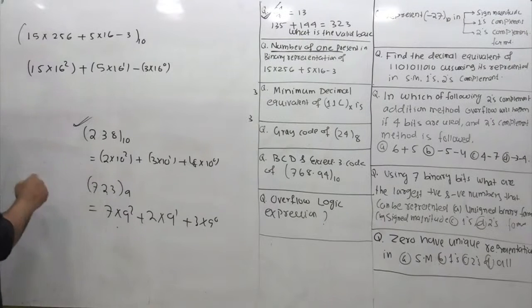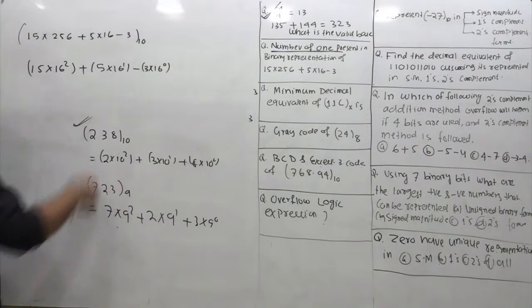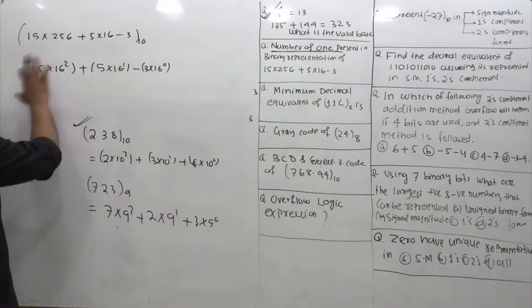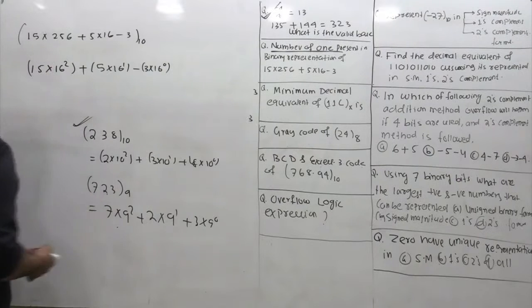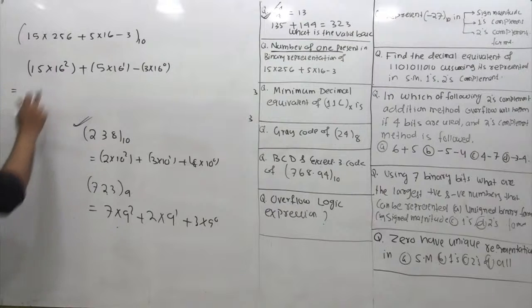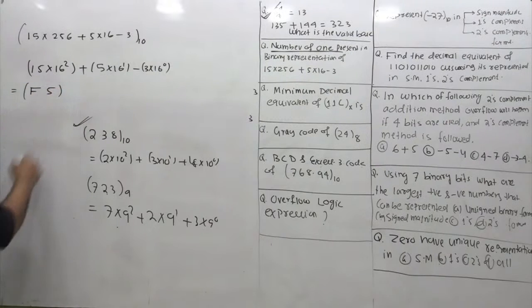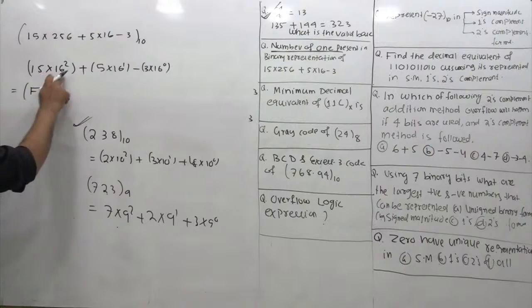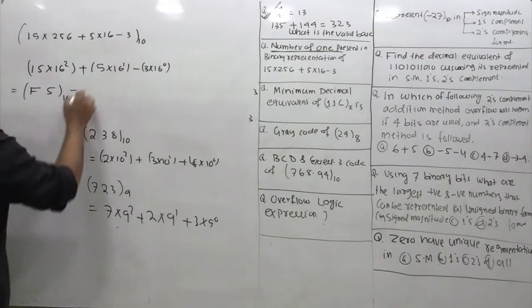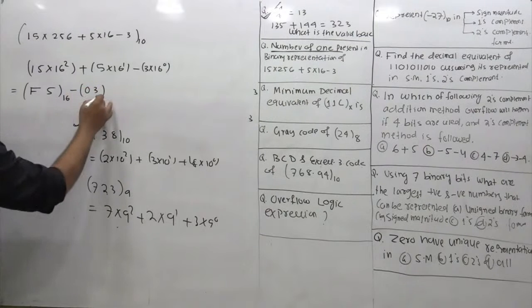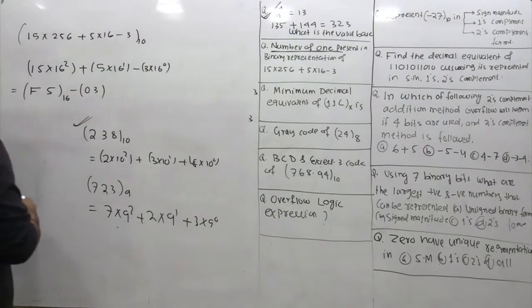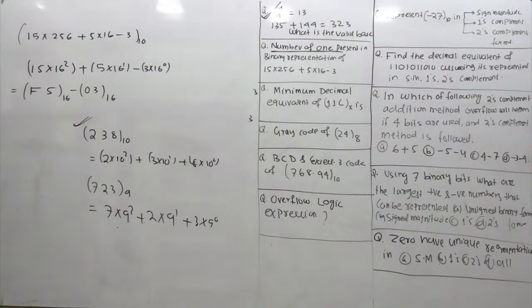If one is given, we can write the other. In this case, instead of giving the direct number, the polynomial is given, and from the polynomial I have just arranged this. Now let us write the corresponding number. The expansion is in the form of 16 power something. 15 in number system notation is F, and 5, so this is F5. The base will be base 16 because the powers are of 16. Minus 03, also in base 16.